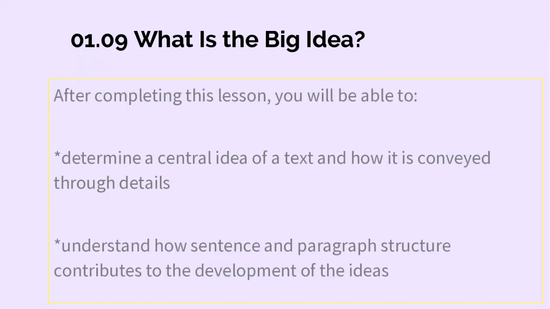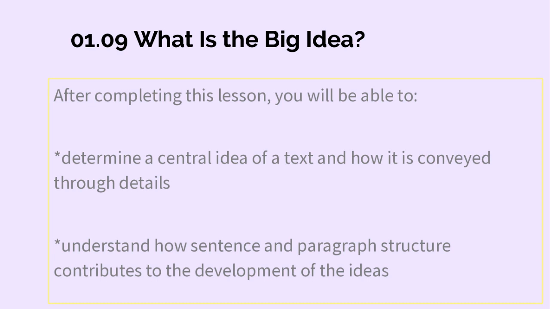Okay. So 1.09, what is the big idea? After completing this lesson, you will be able to determine a central idea of a text and how it is conveyed through details, and understand how sentence and paragraph structure contributes to the development of the ideas. So what you want to make sure of for 1.09 is that when you're taking those notes, you're turning those into guiding questions. So how do I determine a central idea of a text and how is it conveyed through details? And then, do I understand how sentence and paragraph structure contribute to the development of the ideas?